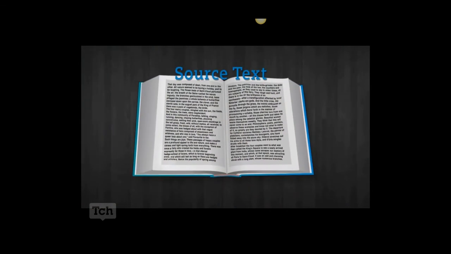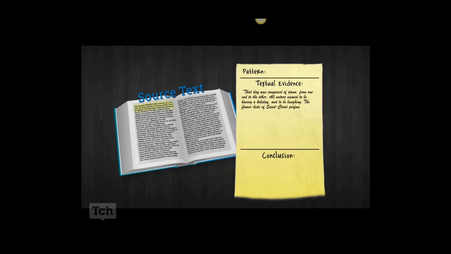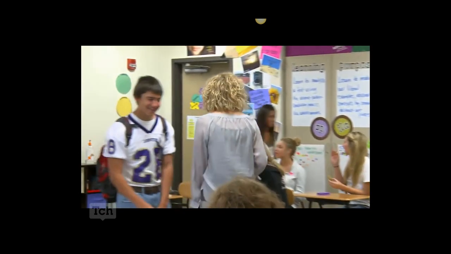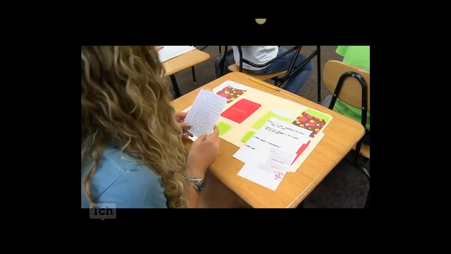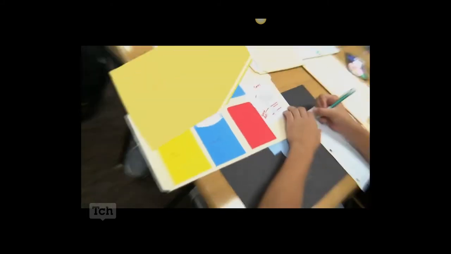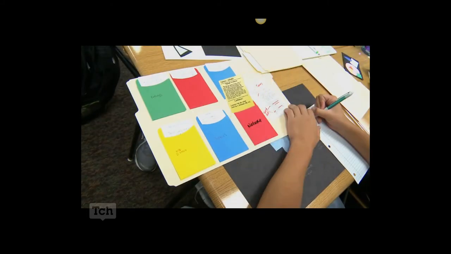They have their book, they read it, they use Post-it notes in order to mark passages that fit into or are an example of one of the patterns that they have identified in the text. And then when they come to class the next day, they go to the sticky notes, they pull out the textual evidence, and then they work on drawing conclusions and leaving those index cards then in the pockets.